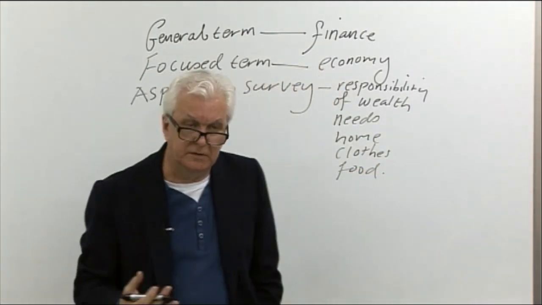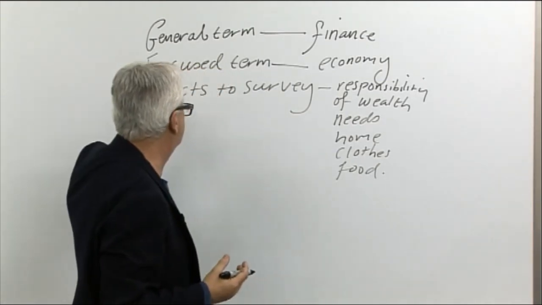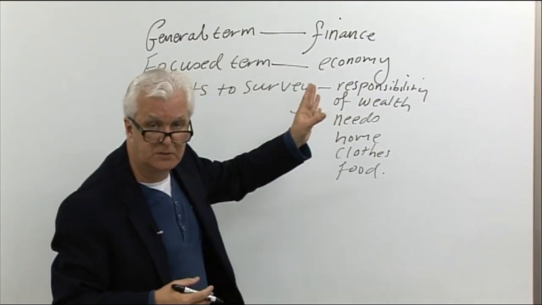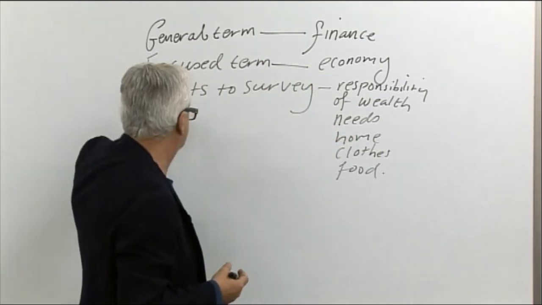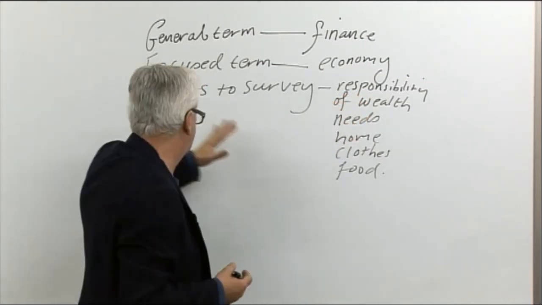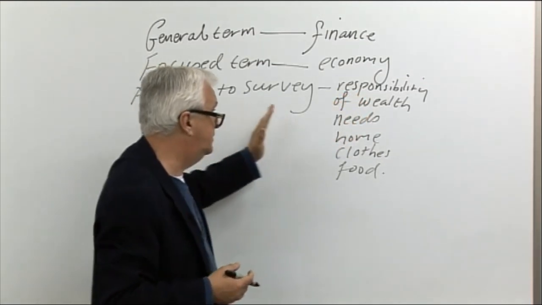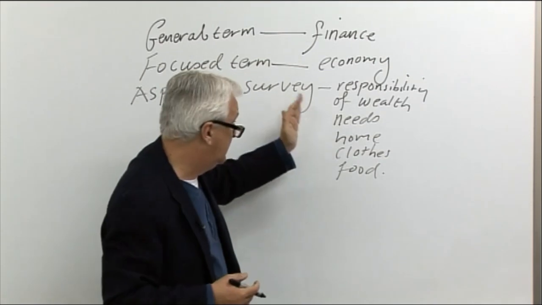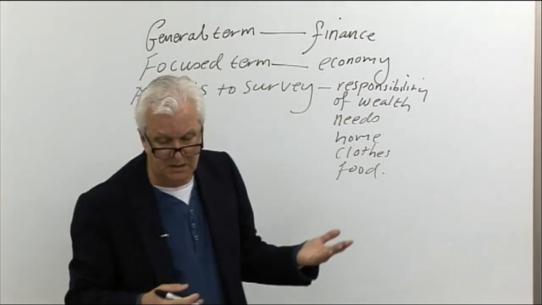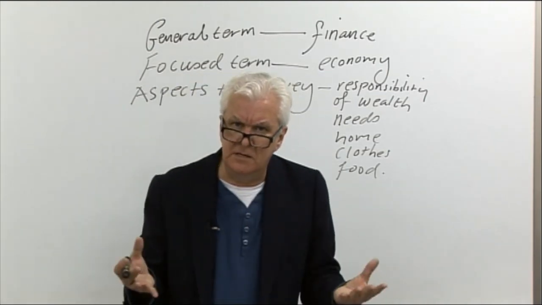So we would say to ourselves, okay, so as I said, if you think about the general term for this particular topic would be finance. The focus term would be on the economy itself. The aspects to survey would be responsibility of wealth, the needs of home, clothes and food. So we've got a general idea now, okay?